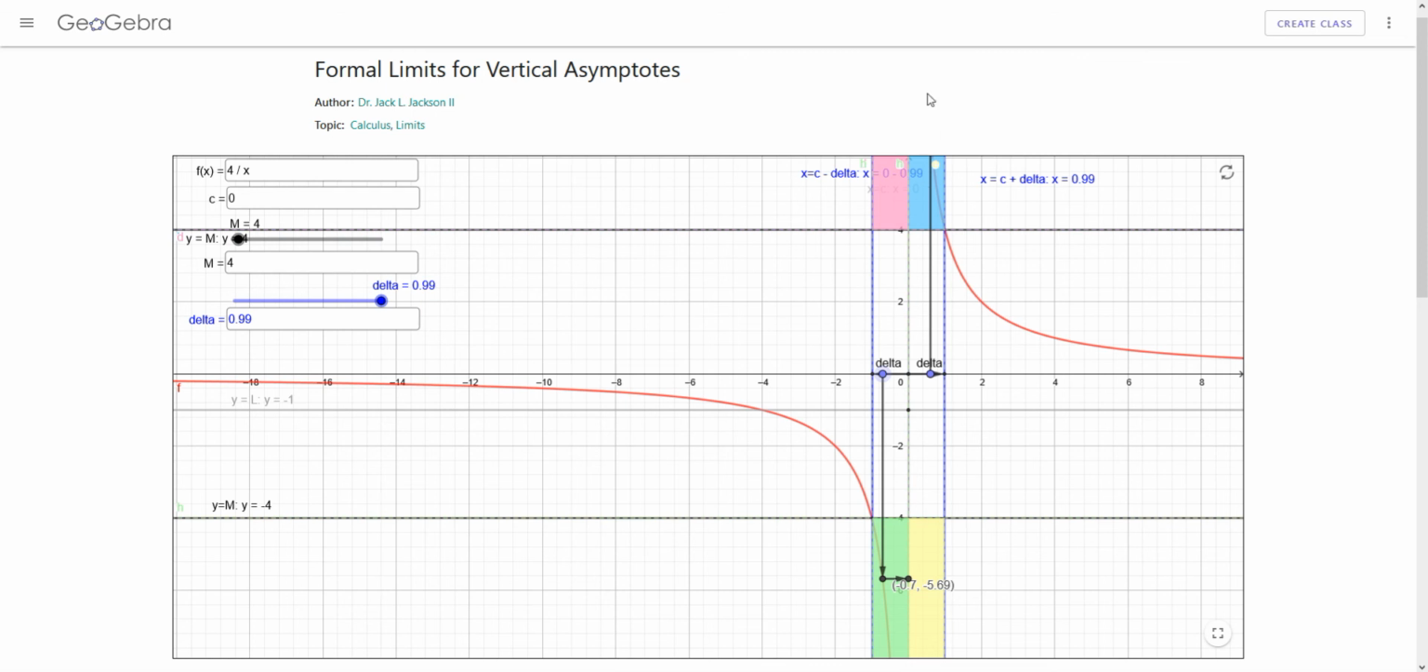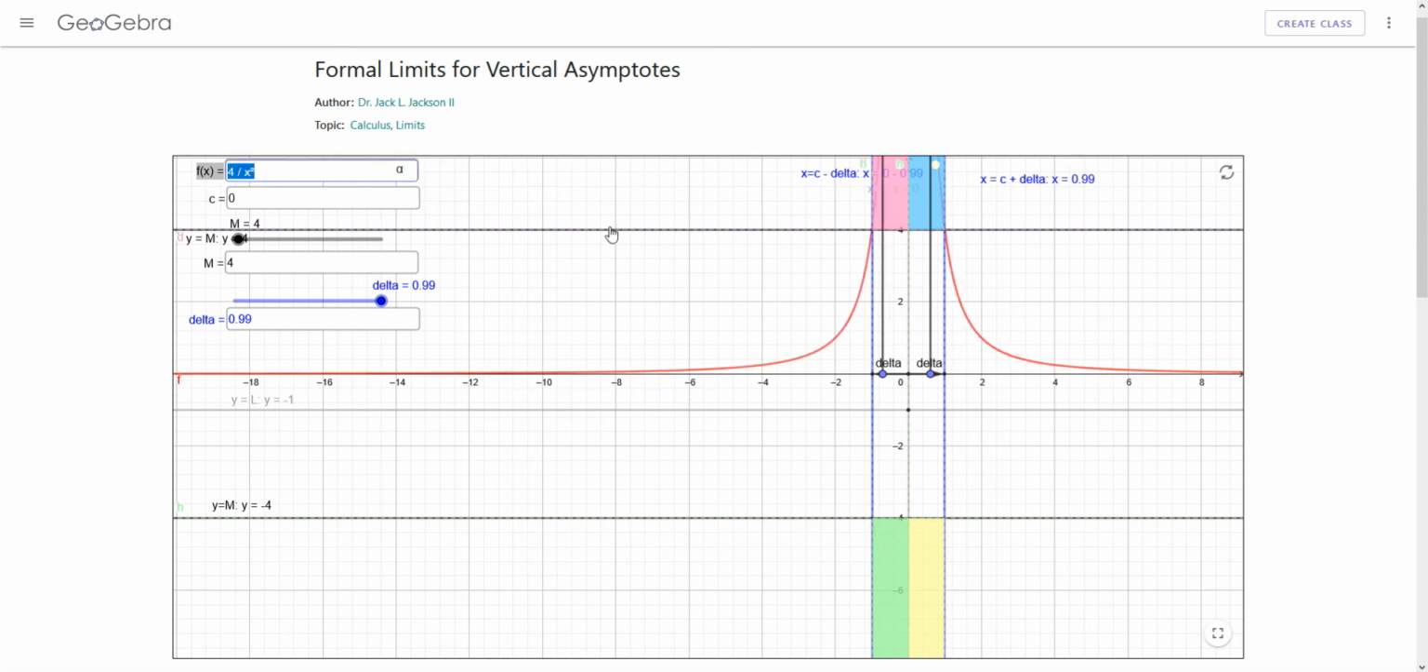If they were both going up to positive infinity, like say 4 over x squared, for example, then both the left and the right limits are approaching infinity as x goes to 0. So you would say the limit as x goes to 0 of this function equals infinity. But once again, don't confuse that with saying that the limit actually exists. It's just describing how and why it does not exist.